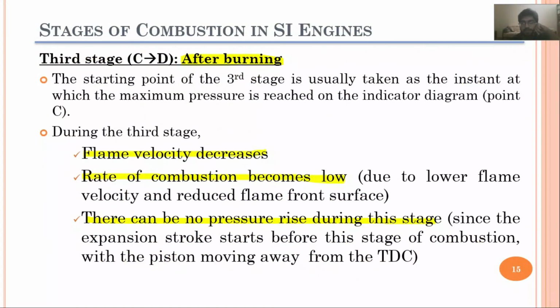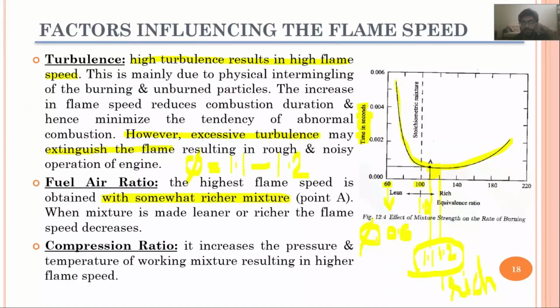Now coming back, the next factor is the compression ratio. As I mentioned earlier, higher compression ratios will increase the operating pressure and temperature of the working fluid in your IC engine, which will result in higher flame speeds. So by increasing the compression ratio, the pressure and temperature of the working fluid increase, which results in an increment in the flame speeds as well.